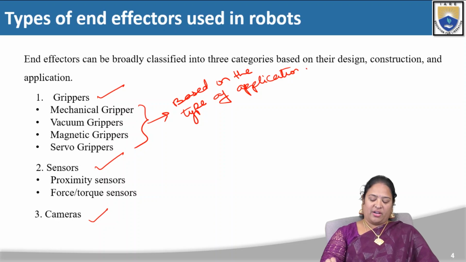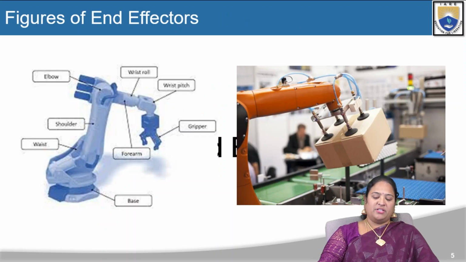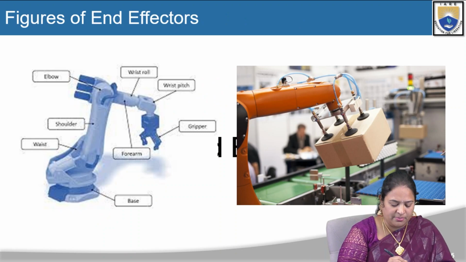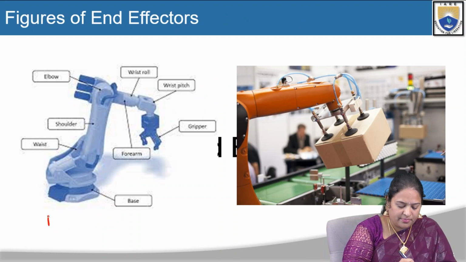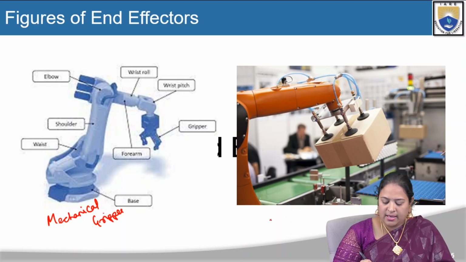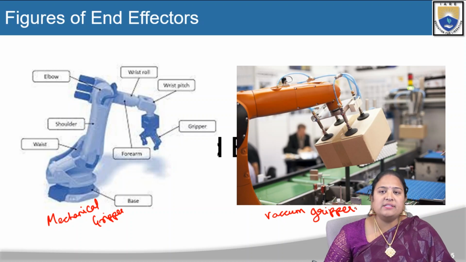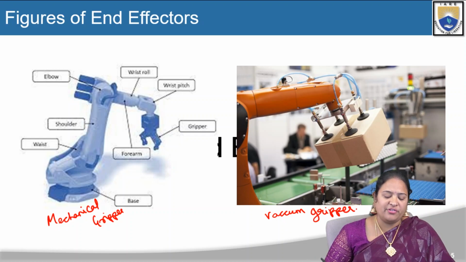Coming to the vacuum type of gripper, let us see the image first. This is the mechanical gripper, the first image which you are seeing, and the second one is the vacuum type of gripper.